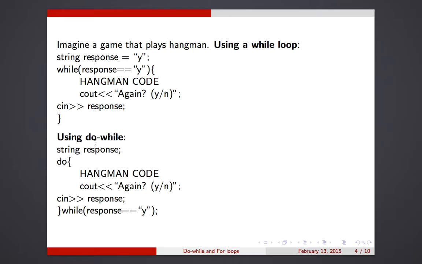Using a do while loop, it actually doesn't matter what the value of response is at the beginning. Since they opened your program, presumably they want to play Hangman at least once. So you can say, well, do the Hangman stuff, and then at the end, ask again, get that from them, and then the computer checks if this is true or not.